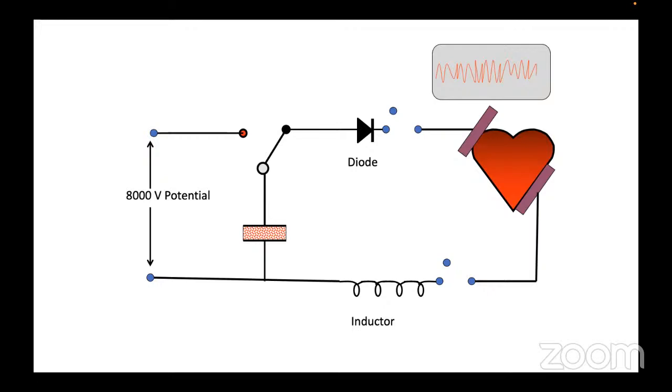We used to have paddles. We switch them on with both hands. You switch them on together, and the current will start flowing through that whole circuit. And you have converted the patient from ventricular fibrillation to normal sinus rhythm.